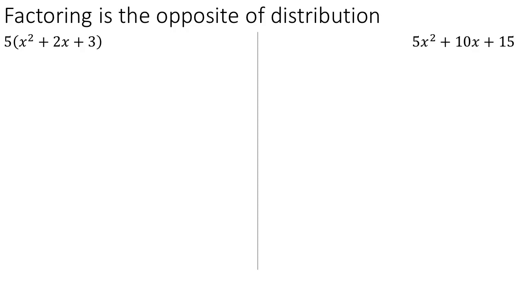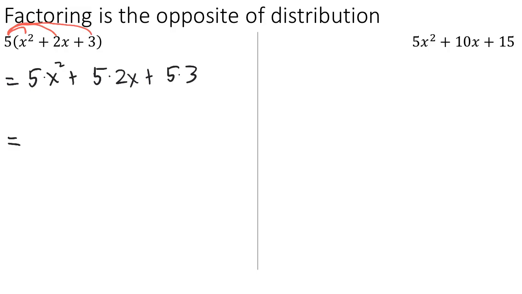If you look at these two examples, if we were going to distribute in the first example on the left, we would take the 5 and multiply it times each term in the parentheses. So let's go ahead and do that. This would be equal to 5 times x squared plus 5 times 2x plus 5 times 3. Now we can do these individual multiplications and get our result.